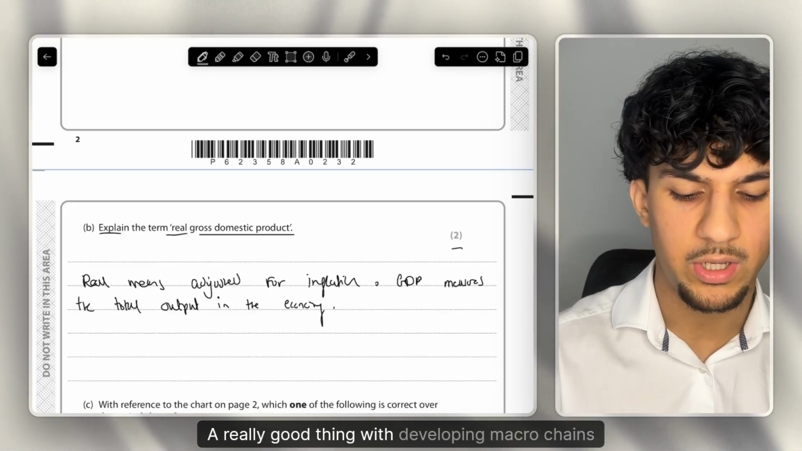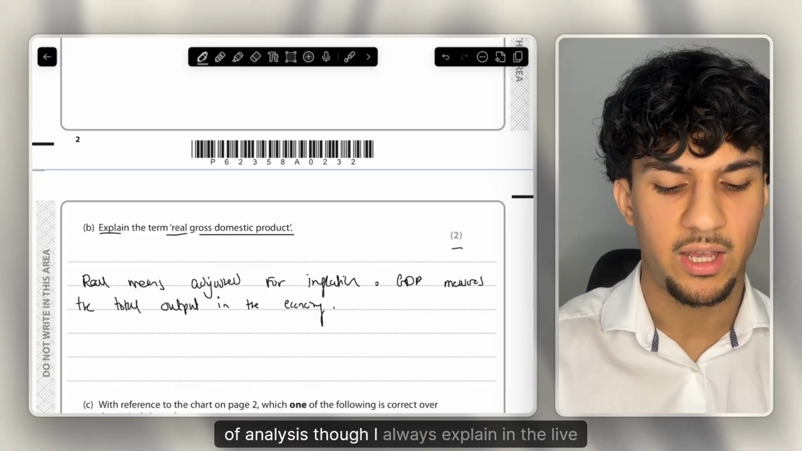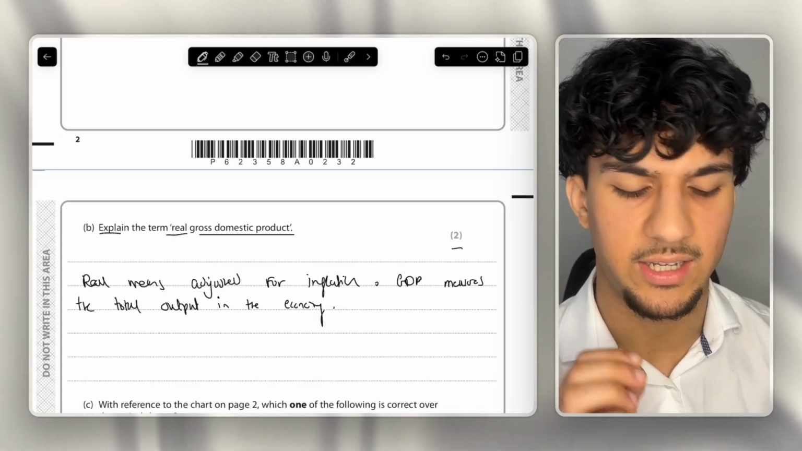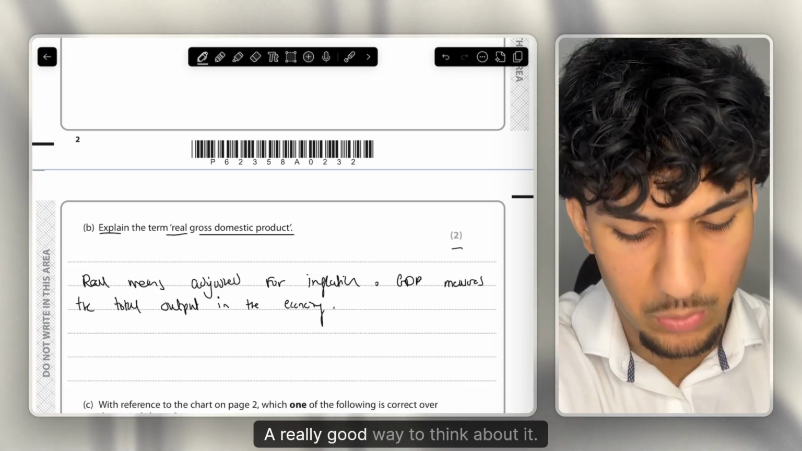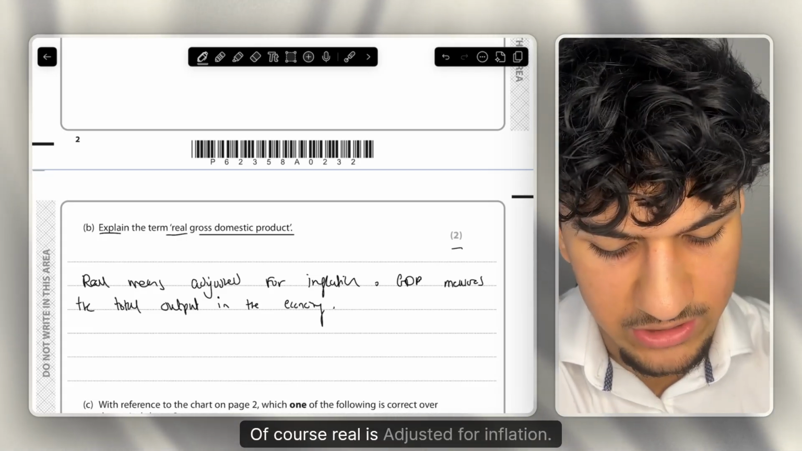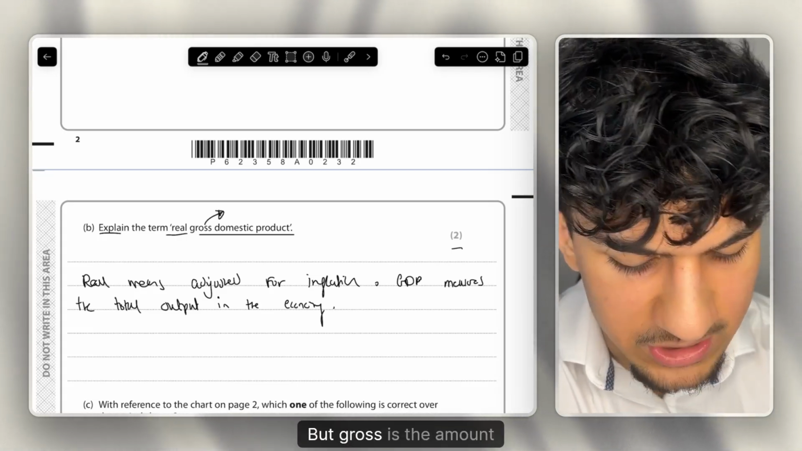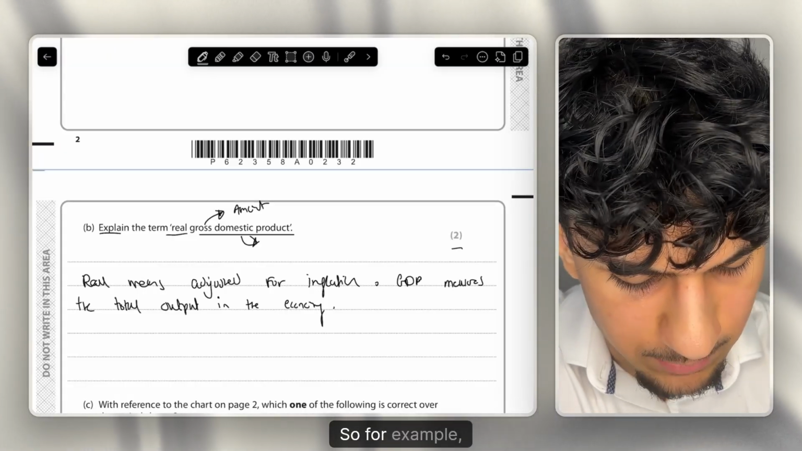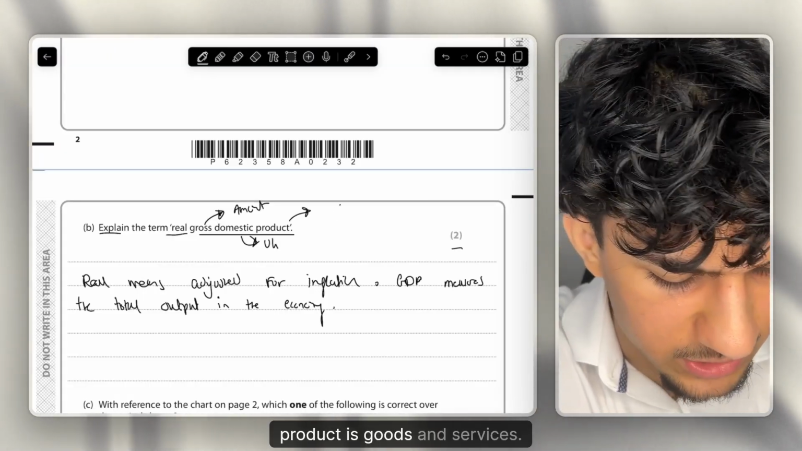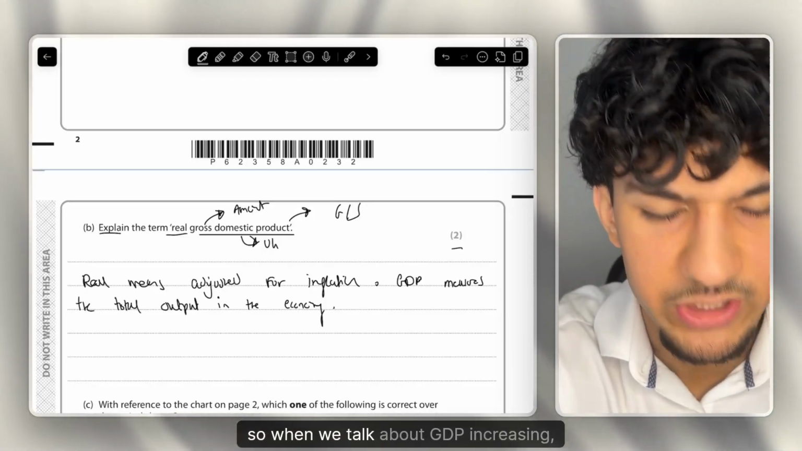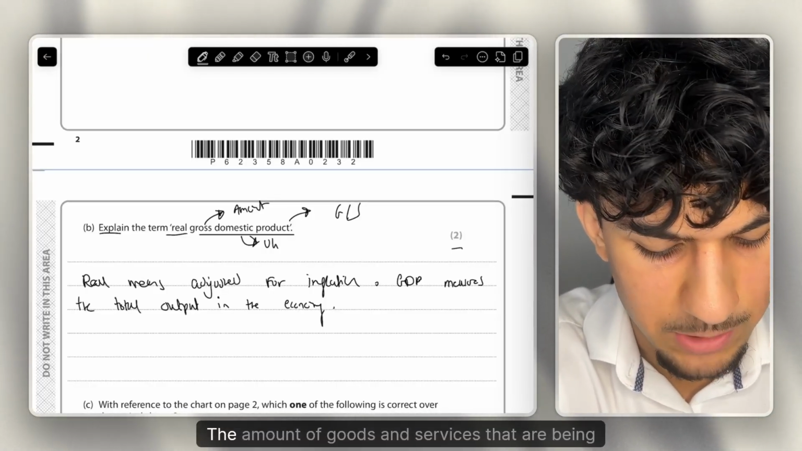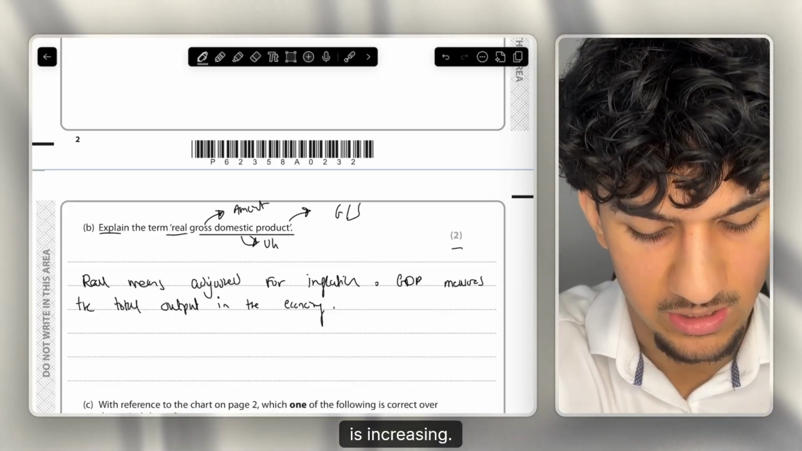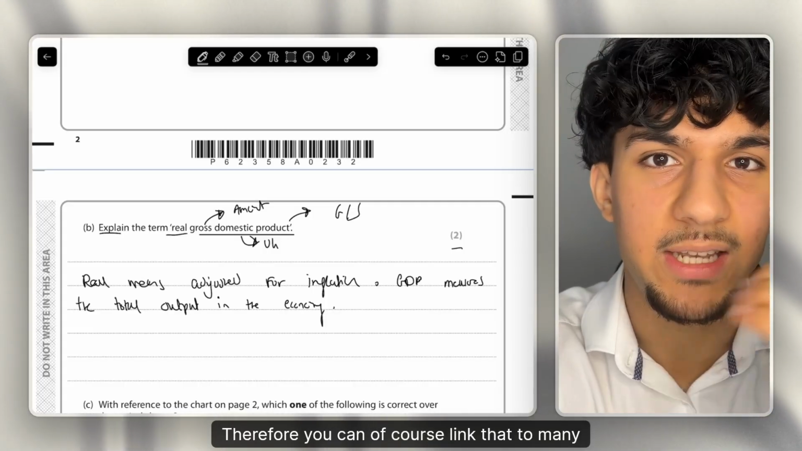A really good thing with developing macro chains of analysis, though, that I always explain in the live classes to my students, is try to fully understand and grasp what GDP means. A really good way to think about it: real is adjusted for inflation, but gross is the amount. Domestic, of course, is where it's made, so for example in the UK, and product is goods and services. So when we talk about GDP increasing, what's actually happening? The amount of goods and services being produced in the UK is increasing. Therefore, you can link that to many different chains of analysis.